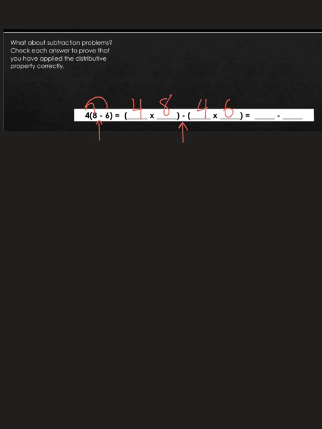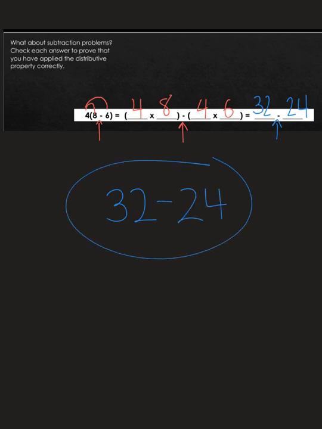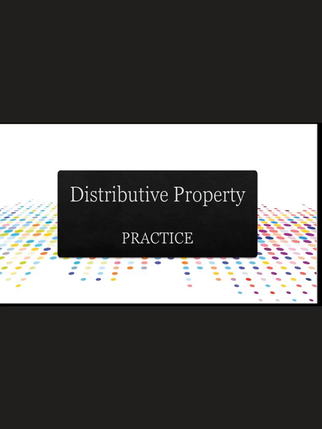Do our multiplication. 4 times 8 is 32. Look, there's another subtraction sign because all of our signs should be the same as what we started with. And then 4 times 6 is 24. So using the distributive property, we got 32 minus 24. Go ahead and try these practice problems on your own. Come back to the video to check your answers.